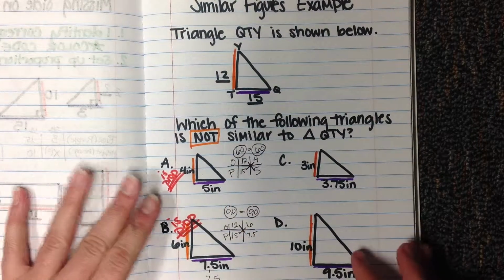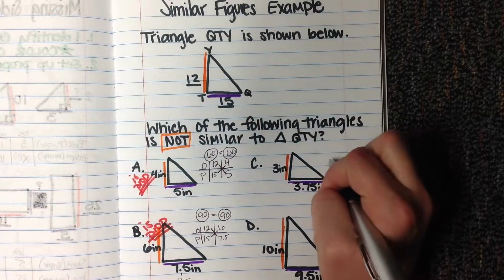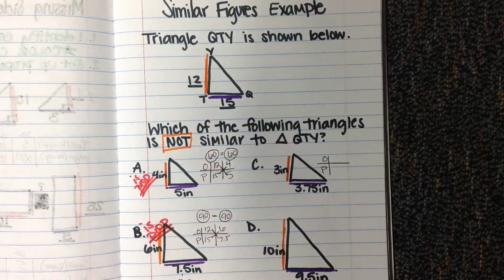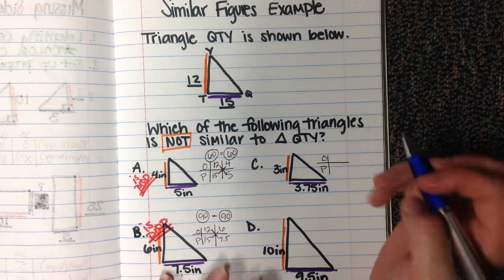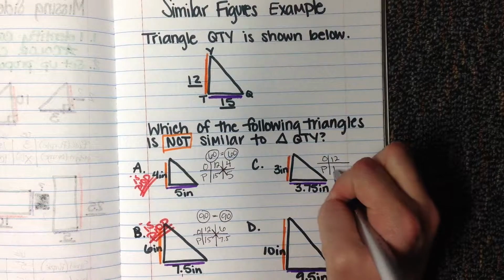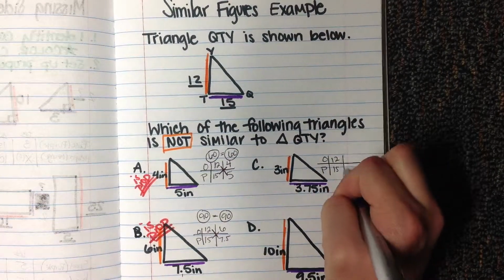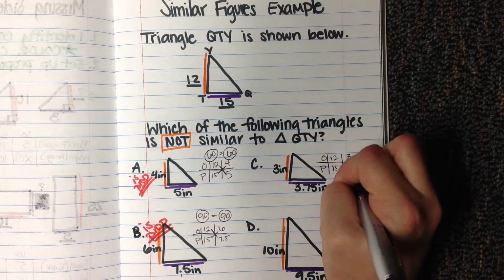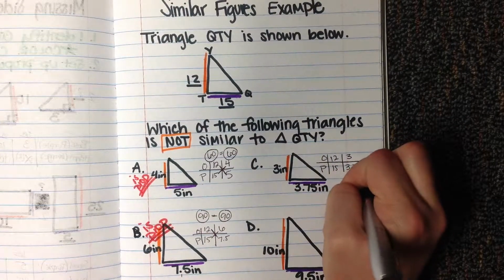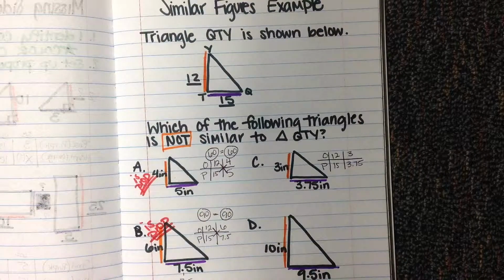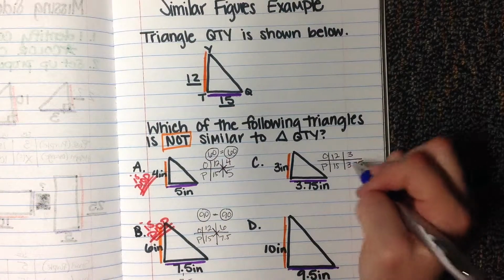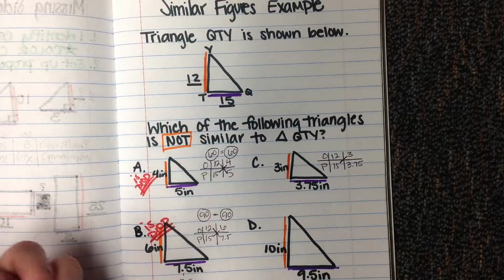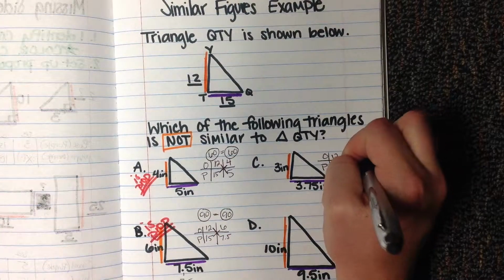Let's look at answer choice C. I'm comparing again orange to purple. In my original triangle, orange is 12, purple is 15. In my smaller triangle, orange is 3, purple is 3.75. Let's check it and see. 15 times 3, well, I know that 15 times 2 is 30, plus another 15. 15 times 3 is 45.